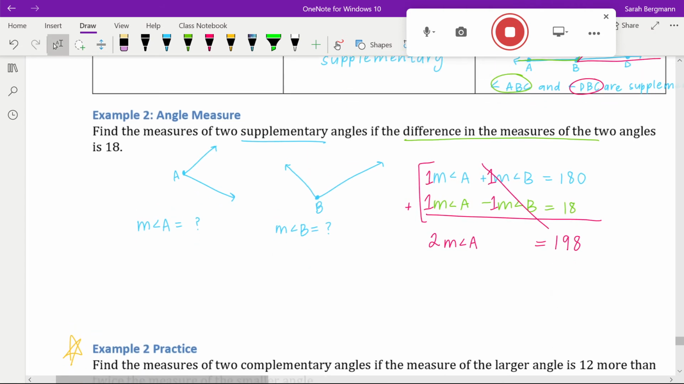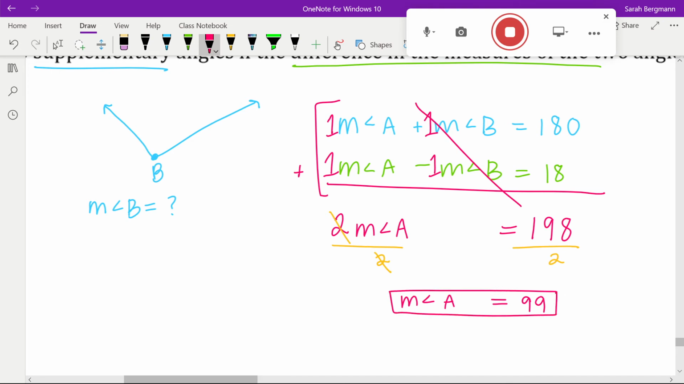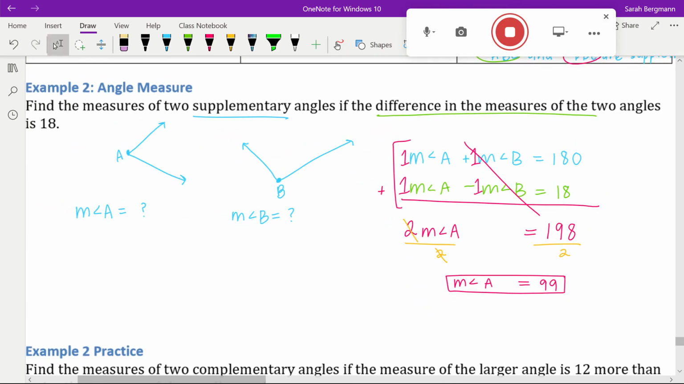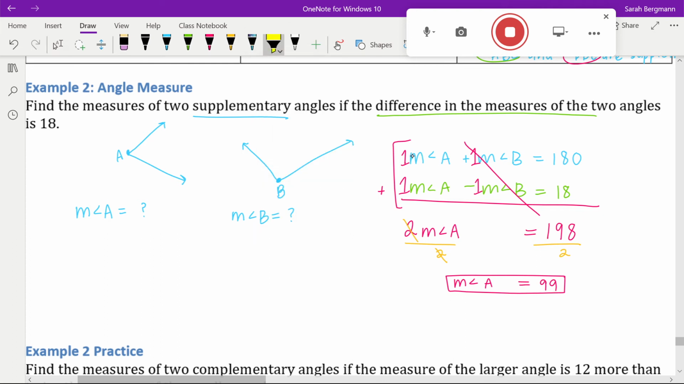Now I have two measures of angle A equals 198. To solve this, I need to divide both sides by 2. Therefore, I get the measure of angle A equals 99. Once you have one of your answers, you can go back to one of your original equations to find the measure of the other angle.